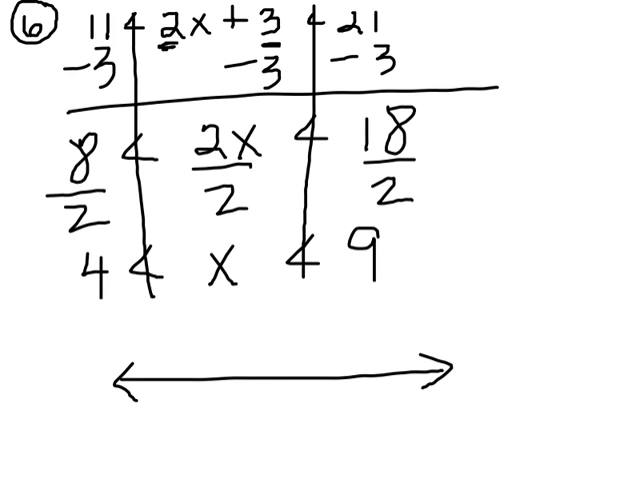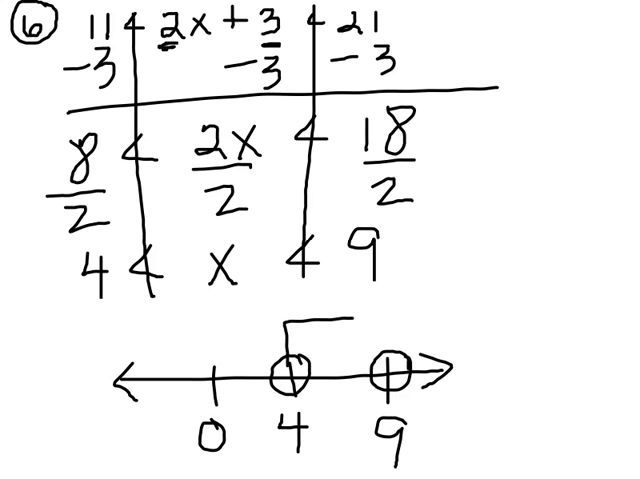On our number line, remember to put a 0. At 4 and at 9, both of them are open circles. We do not have the equal sign. And remember, you always start reading from the x. So x is greater than 4, and x is less than 9. This is an and problem, so we shade between.